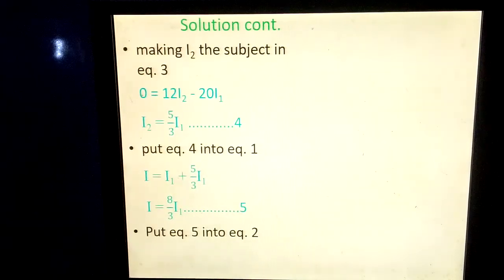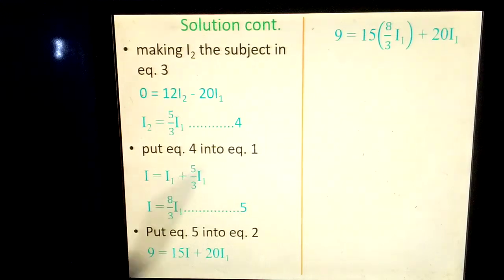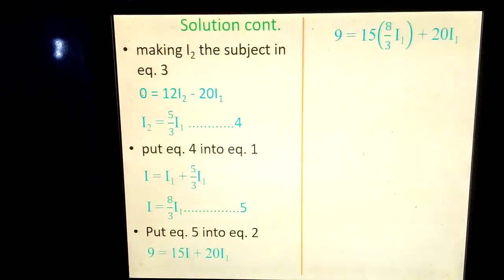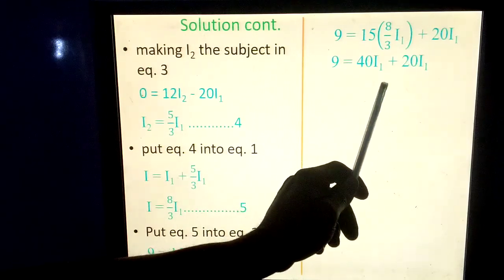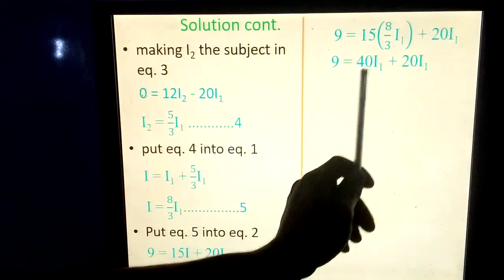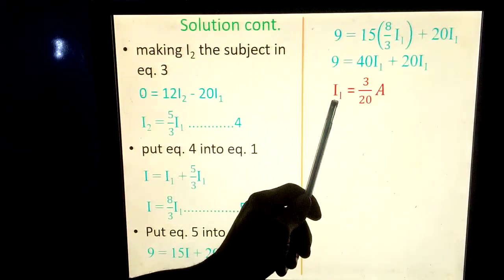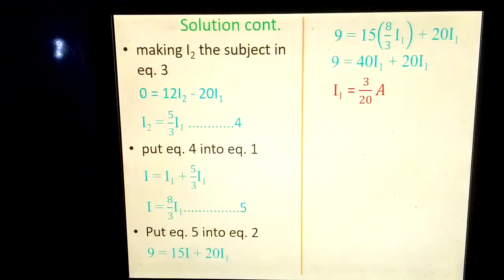Then we put equation 5 into equation 2. Equation 2 was like this. So when we put equation 5 into equation 2, we get this equation. Then we simplify it. 15 times 8 divided by 3 will give us 40. So we get 9 is equal to 40 I1 plus 20 I1. When we add these, that will give us 60 I1. Then when we make I1 the subject, the current I1 is given by 3 over 20 A, where A is ampere, the unit for current. 3 over 20 A. Good.